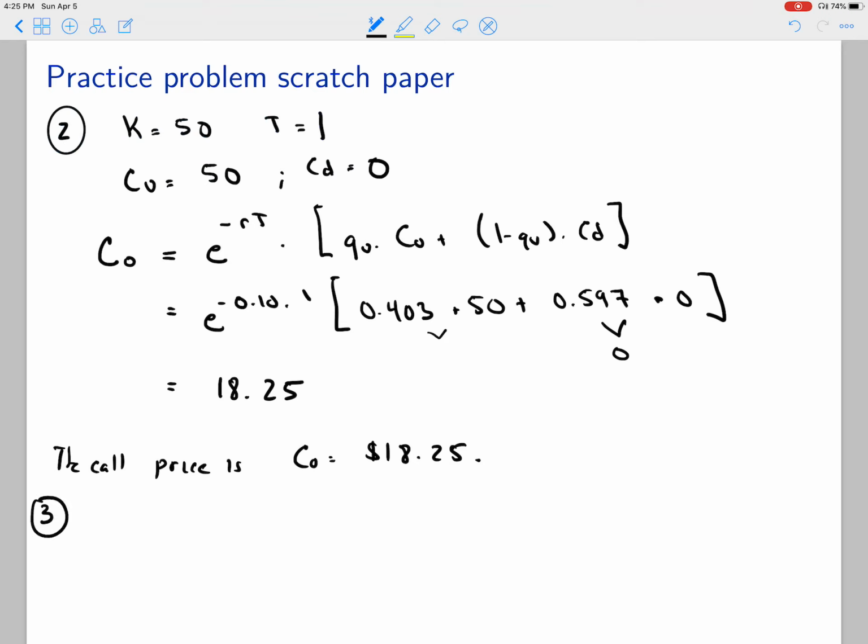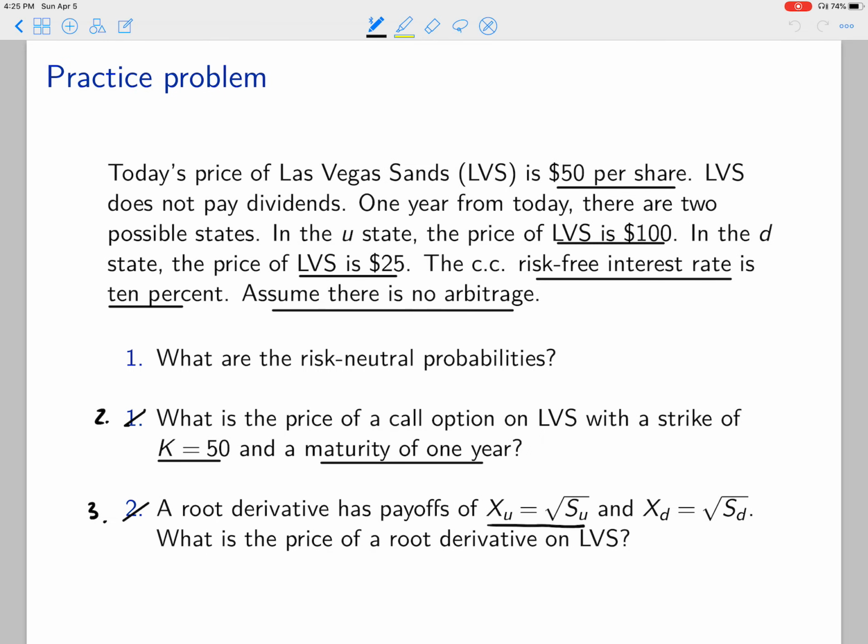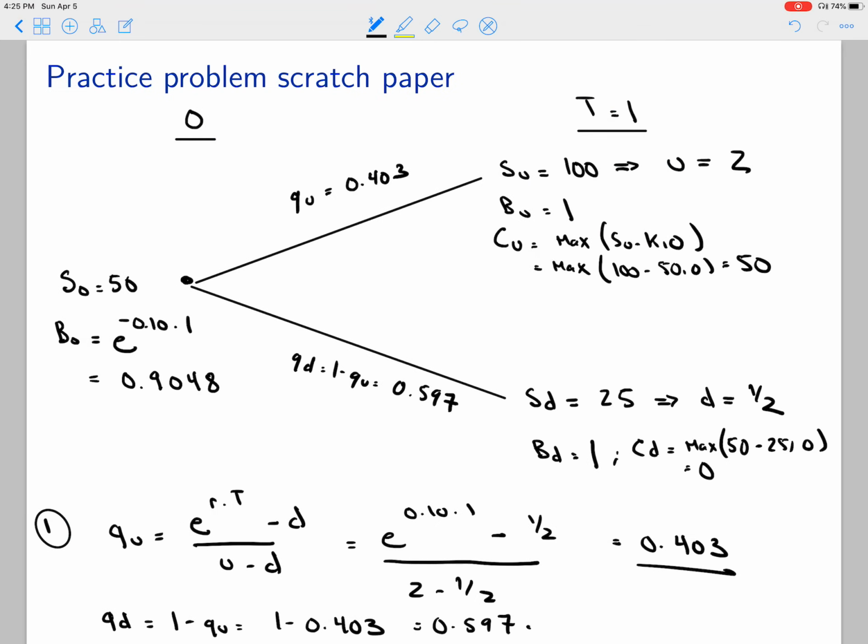calculate the price of the power derivative, or it's a root derivative. The root derivative has a payoff equal to the square root of the payoff of the stock. And so let's introduce that to our model up here. So the root derivative's payoff in the upstate, X_U, is equal to the square root of S_U, equal to the square root of 100, which is 10. In the downstate, it's X_D, equal to the square root of S_D, equal to the square root of 25, equal to 5. Okay. So the root derivative has a payoff of 10 in the upstate, 5 in the downstate.